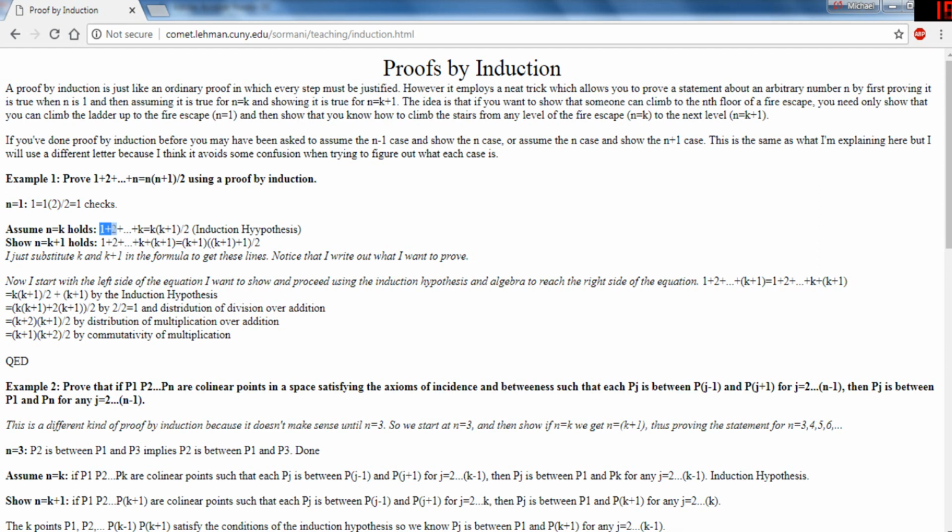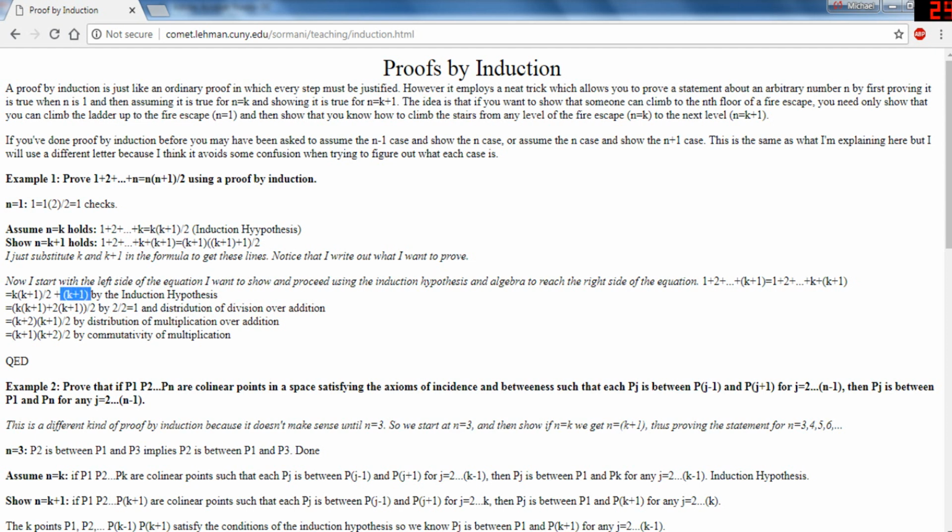So they're substituting. Based on our assumption, we know that 1 plus 2 all the way up to k is equal to this, right? Because we're assuming that it's true. So now, based on the left-hand side, we're going to substitute this value for this. Okay, so this is now gone, and now it's k times k plus 1 over 2. So here they have k times k plus 1 over 2 plus k plus 1, which is this, right?